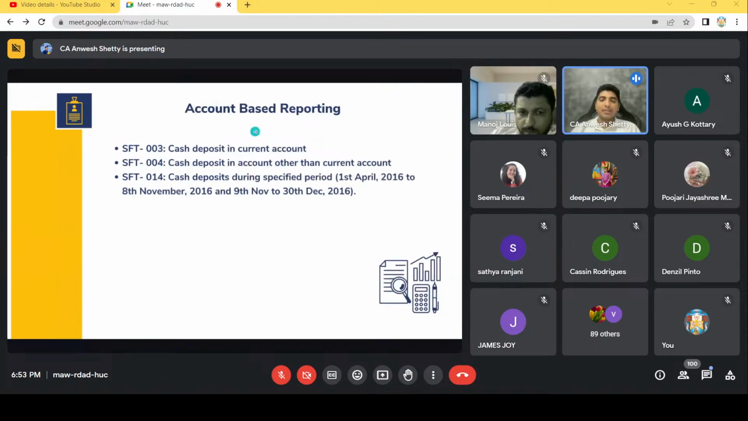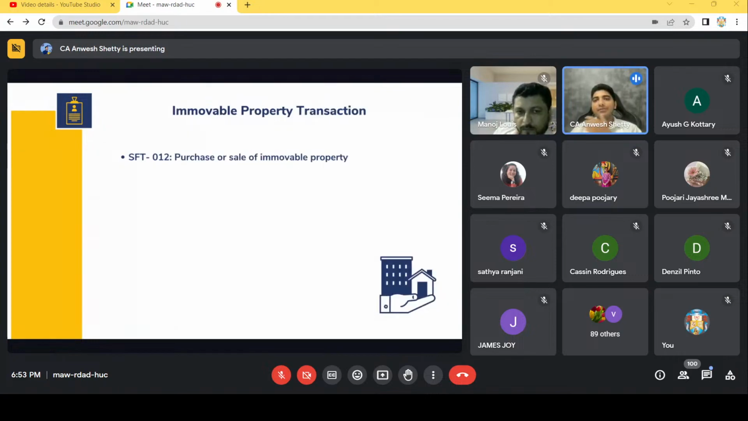Then there is account based reporting, that is if you deposit more than 50 lakh rupees of cash in your current account, then it is SFT 003. If you deposit more than 10 lakh rupees in cash for your SB account, it is SFT 004. And demonetization transaction, most of the notices are received for this SFT 014 if you have deposited more than 2,50,000 in SB account and 12,50,000 in your current account. And finally, immovable property details, the registrar has to furnish under SFT 012 if the value is more than 30 lakh rupees.